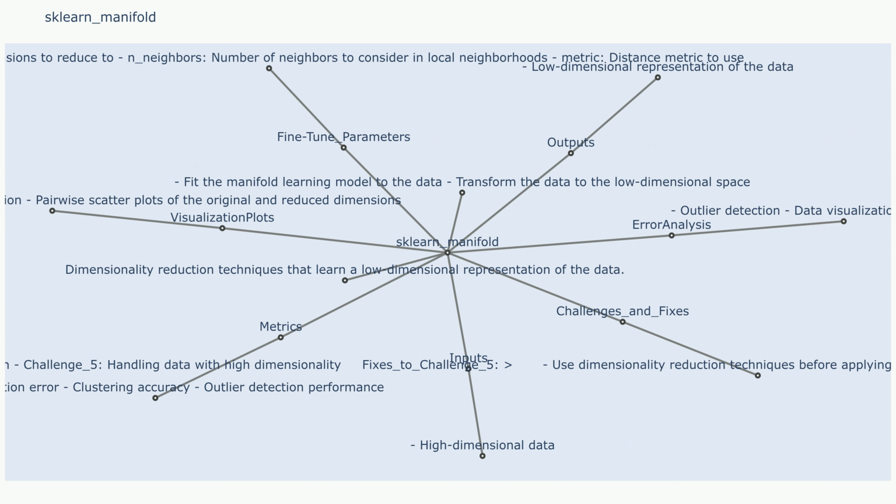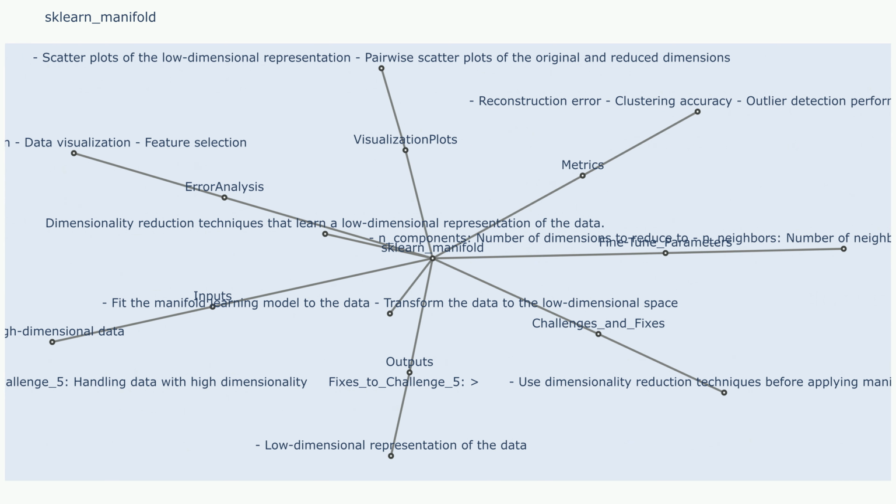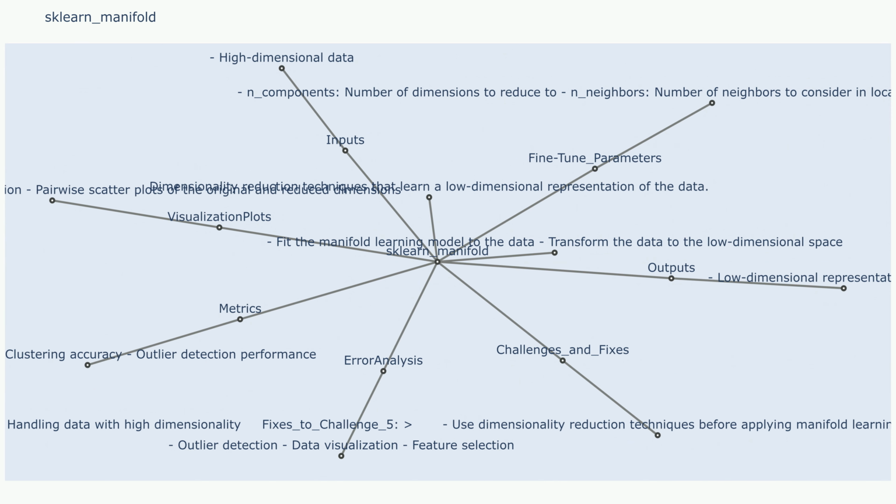Fine-tune parameters. Parameter 1: N neighbors. The number of neighbors to consider for each data point when constructing the local neighborhood graph. Parameter 2: N components. The dimensionality of the embedding space. Parameter 3: Metric. The distance metric used to compute the distances between data points. Parameter 4: Regularization strength. This parameter controls the trade-off between preserving the local neighborhood structure and reducing the overall embedding error.